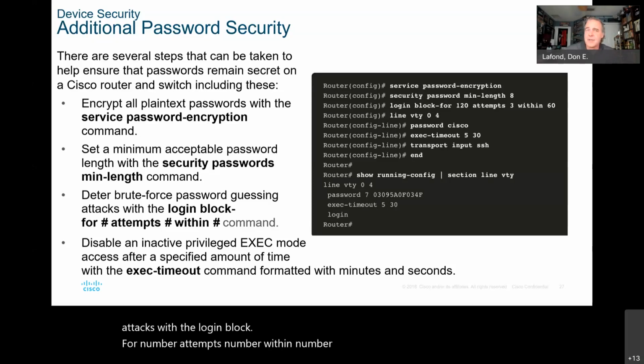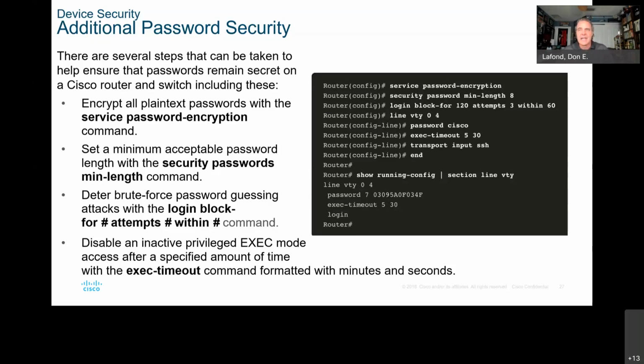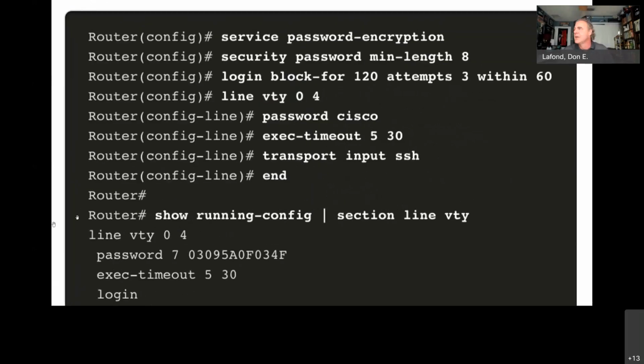And you can also disable inactive privilege exec password access after a specific amount of time with the exec timeout, and then minutes and seconds. So let's take a look at the actual command in action. Service password-encryption encrypts all of your unencrypted passwords, such as your VTY logins and your console passwords. And then security passwords, this is the command min-length 8, and that sets it to a minimal length of 8 characters.